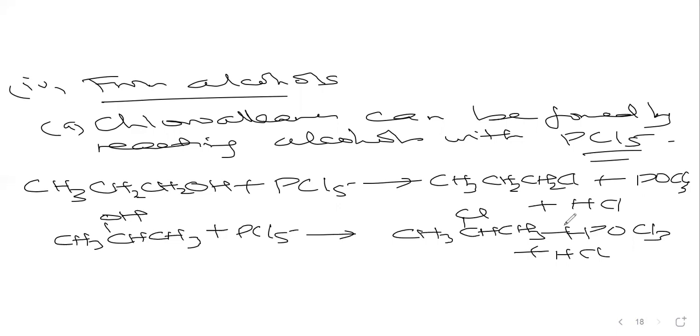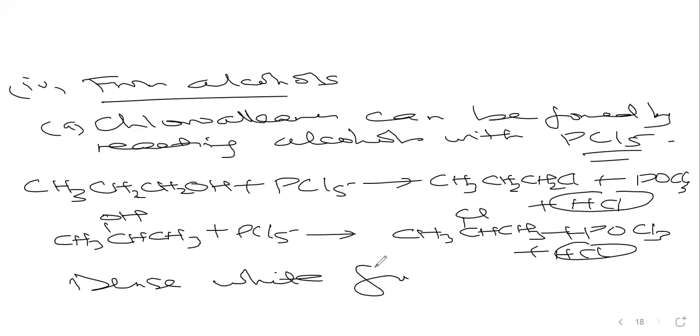And you realize that in both these reactions, there's formation of hydrogen chloride. This hydrogen chloride is a gas, and it is formed as dense white fumes. So if somebody asks you to state what is observed when ethanol, propan 1-ol, propan 2-ol is reacted with phosphorus pentachloride, you simply say dense white fumes. What are those dense white fumes? They are fumes of hydrogen chloride gas.